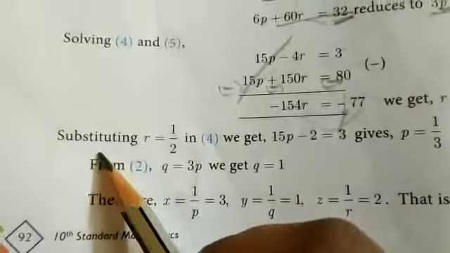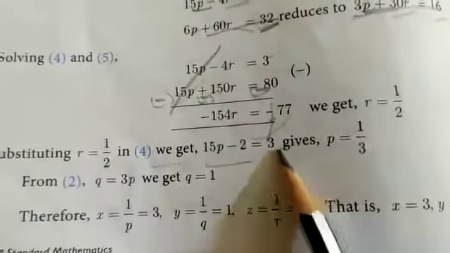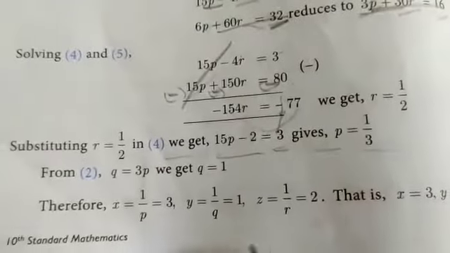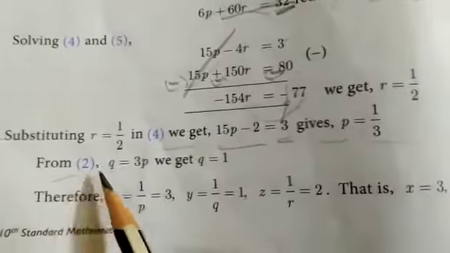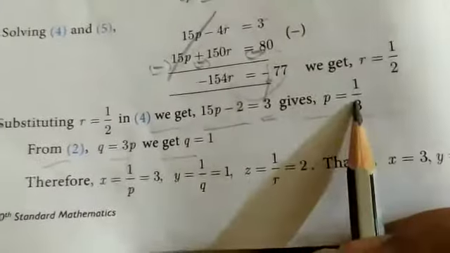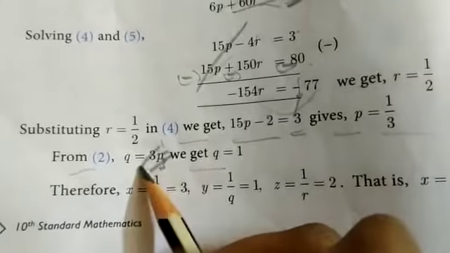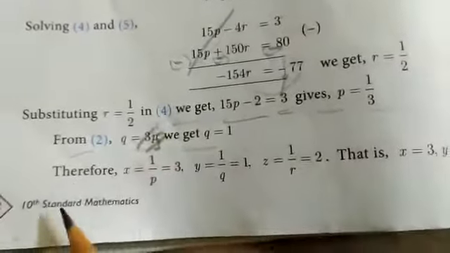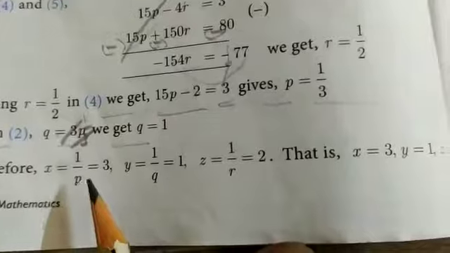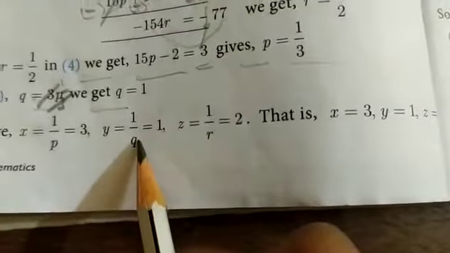So substituting r equal to 1 by 2 in equation number 4, we will get 15p minus 2 equal to 3, which gives p equal to 1 by 3. So from 2, q equal to 3p, and we get q equal to 1. If p is 1 by 3, then 3 and 3 get cancelled, so q equal to 1. Therefore x equal to 1 by p equal to 3. So y equal to 1 by q equal to 1. z equal to 1 by r equal to 2.